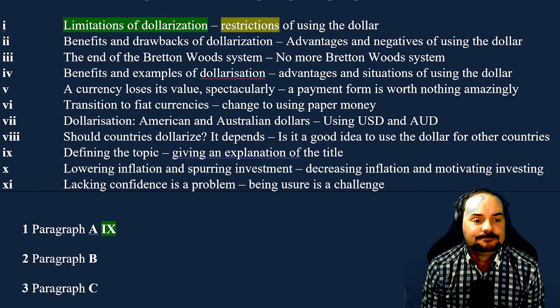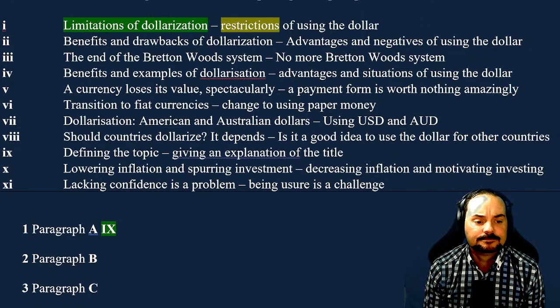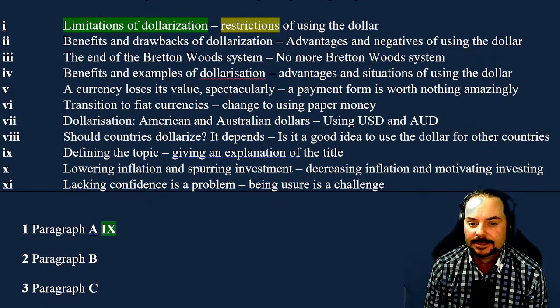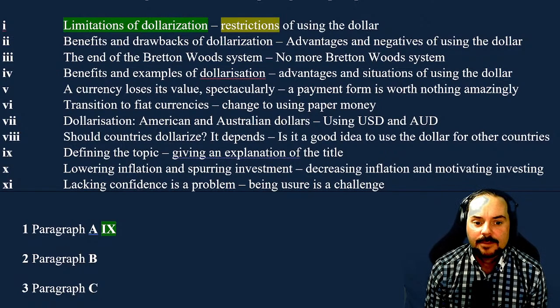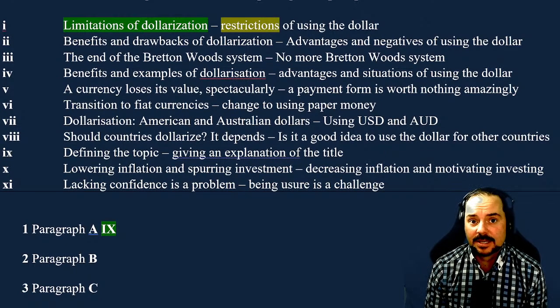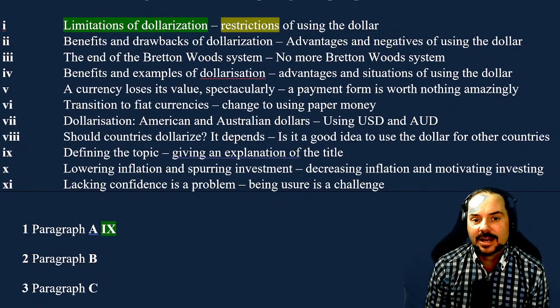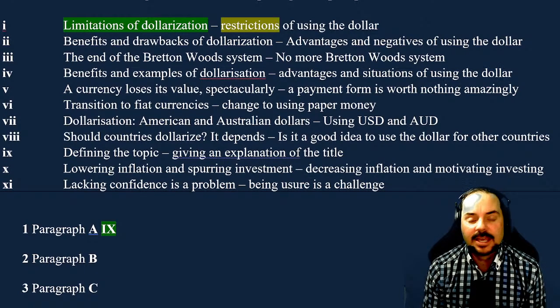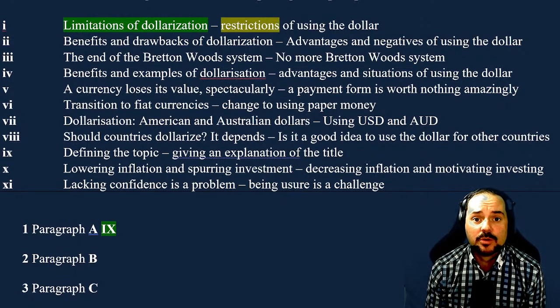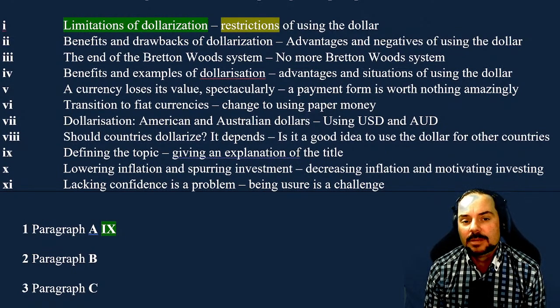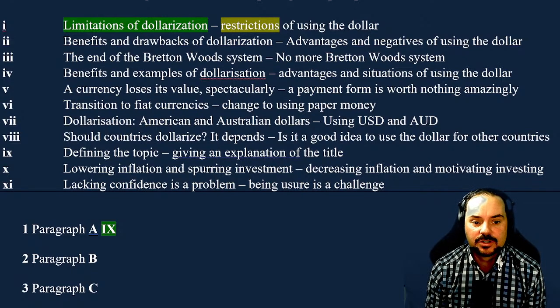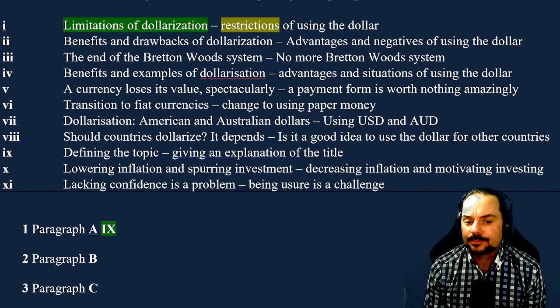So I was thinking about an option where a currency loses its value spectacularly. Does this paragraph talk about losing value? Remember, one of the most common mistakes candidates make is choosing answers that don't actually match their own answer. I have a few theories around it, but I'm not going to get into it. It's partly because I think students lack confidence in their answers. Okay, so that's not the right answer.